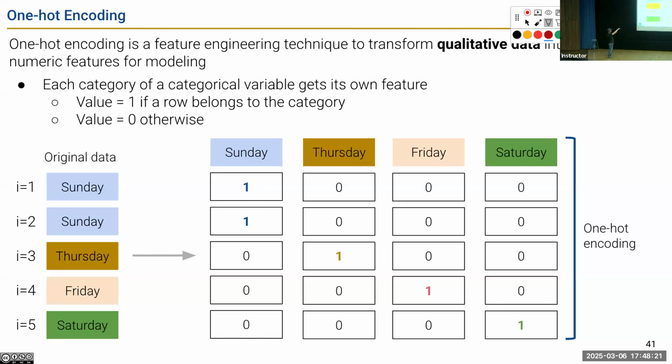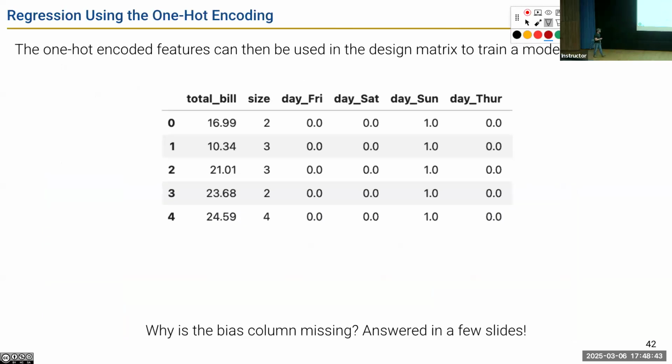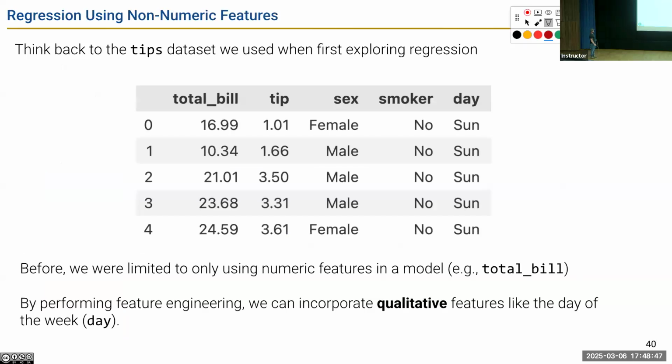We don't ever have more than a single 1. It cannot be both Sunday and Saturday at the same time, right? It has to be one or the other. So these columns will always sum up to 1. There's always going to be a single 1 across these columns. That's one-hot encoding. And we're going to do it in Python after our break, just a moment here. So here's our new data set. Before we had a data set that looked like this.